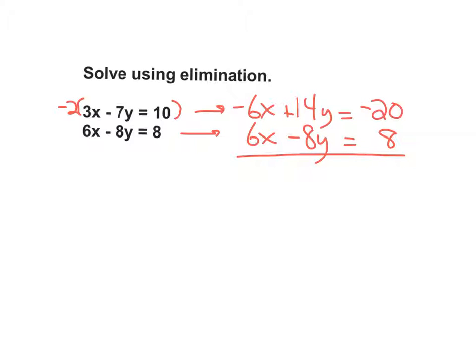And I'm going to combine those equations together. When I do that, those cancel. So I have 6y is -12. If I divide by 6, I get y is -2. And that's awesome, and that's great. But I still have to find the x.